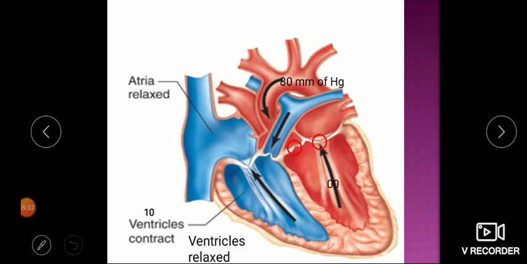This gets closed. Why? When the pressure is 10 millimeters of mercury, the blood will try to go back. So the beginning of ventricular systole marks the closure of the AV valve. AV valve closure leads to generation of a sound. This is called the first heart sound. We label it S1. So S1 is caused by closure of the atrioventricular valve.